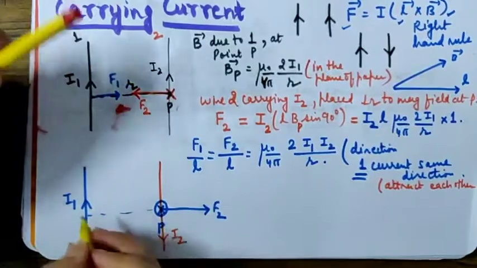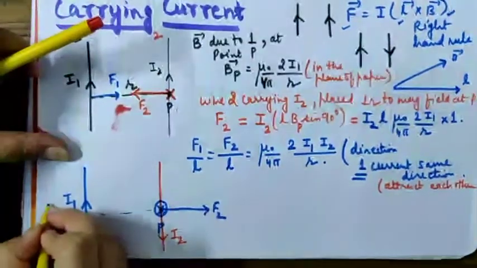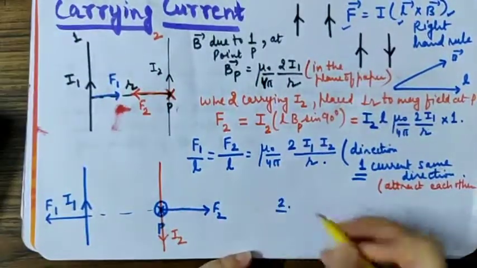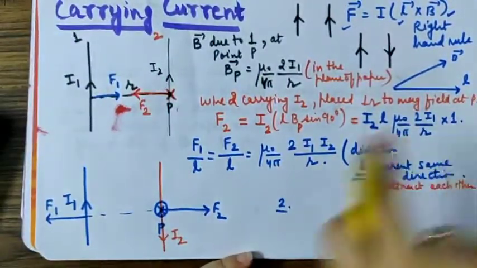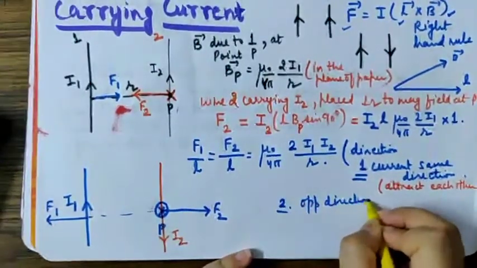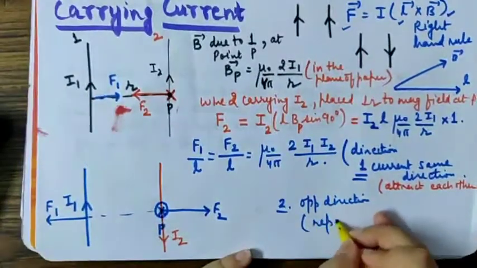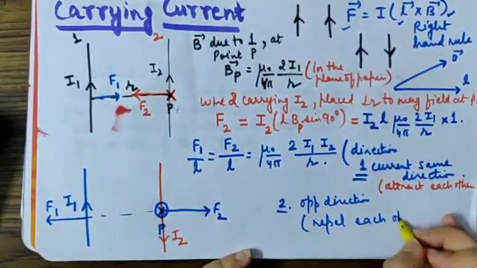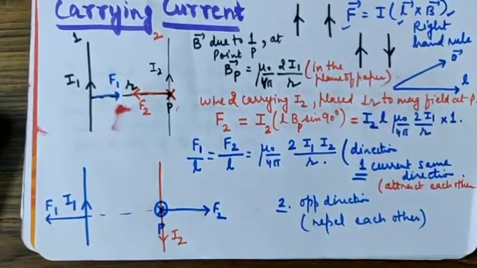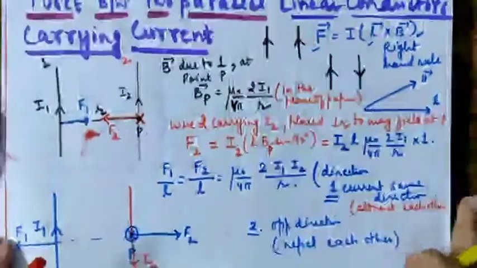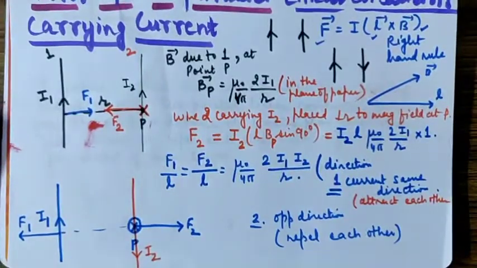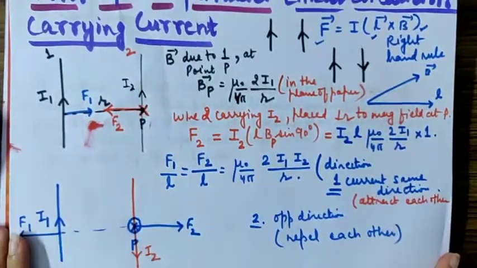And if you do the same practice on this wire also, the force will be experienced in this direction. Meaning, if the current in two parallel wires is in the opposite direction, then they both would repel each other. As you have seen, the mathematics of this equation is not at all tough, but you will write some introduction that the two wires are placed parallel, and then you will find the force between these two wires.